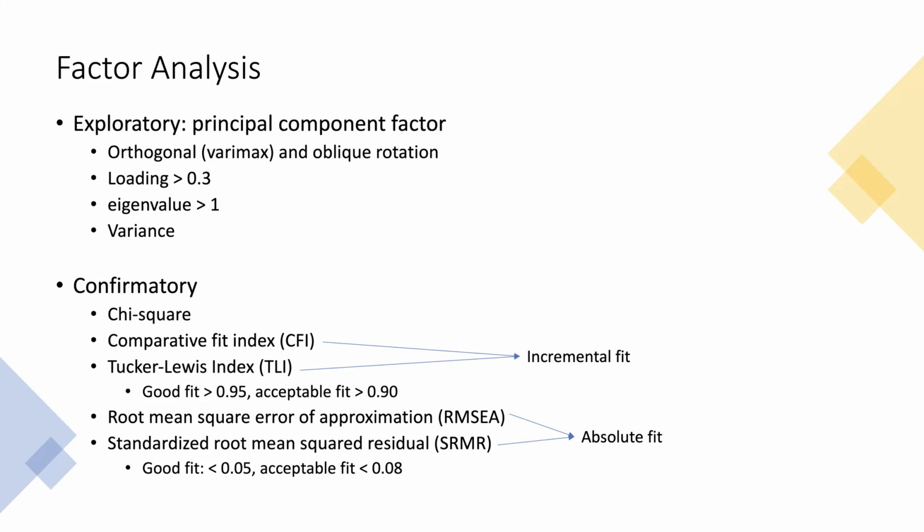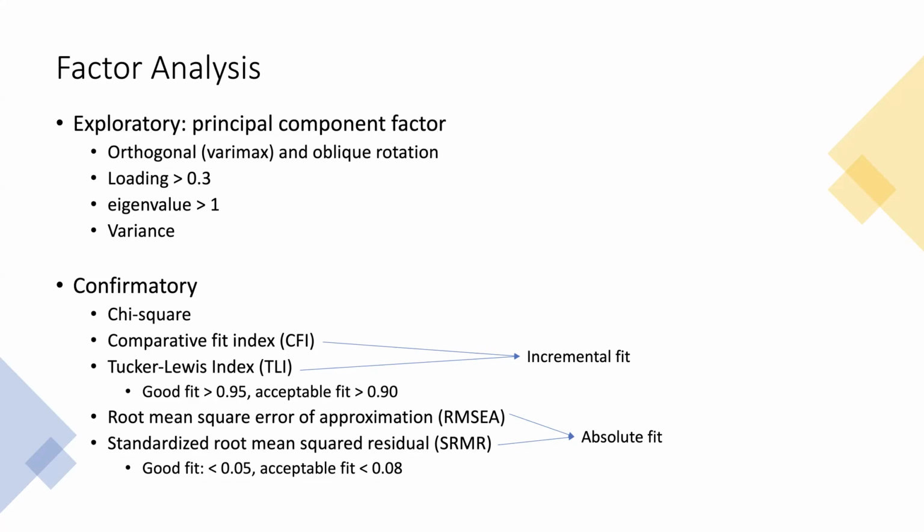You will also get an eigenvalue for each factor, and you want to keep the factors that are greater than 1. And then you also get something called variance for each factor, which is the percent of total variance that each factor explains. And you'll also get a total variance for all the factors.